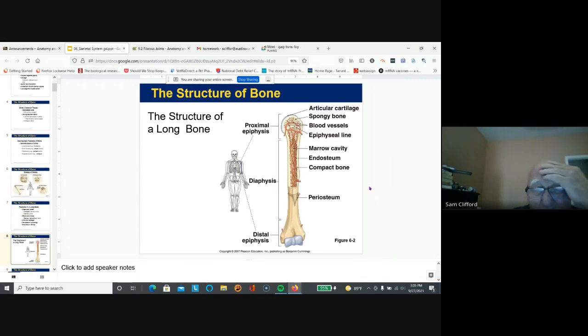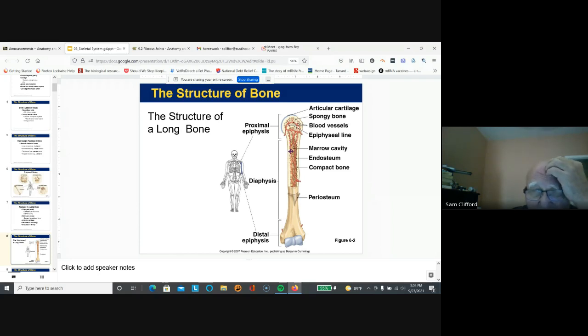So if we look at a picture of a bone, there'll be questions on WebAssign. Proximal epiphysis, distal epiphysis. The long shaft is called the diaphysis. The surrounding membrane around the bone is the periosteum. The wall of the marrow cavity is made of compact bone lined by the endosteum. The marrow cavity is where fat is stored and blood vessels are made. Okay, blood vessels penetrate all levels of the bone.